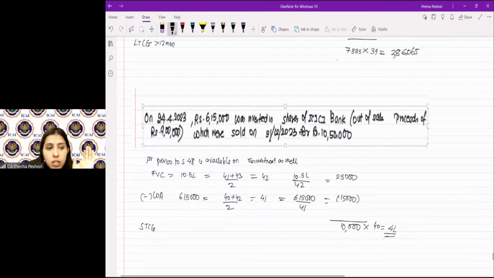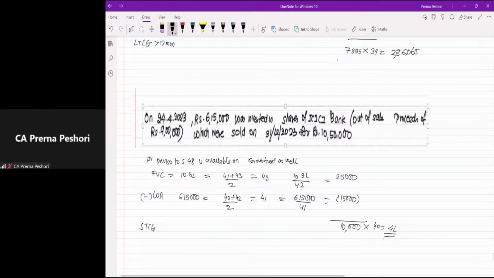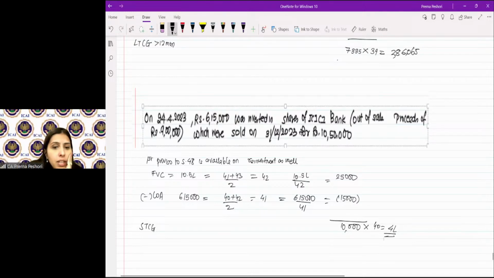Any questions, students, so far? Any doubt? Is this clear? First proviso to section 48. Yes or no, students? Fine. Okay, students. Faster. Any questions? Any doubt? Yes or no?